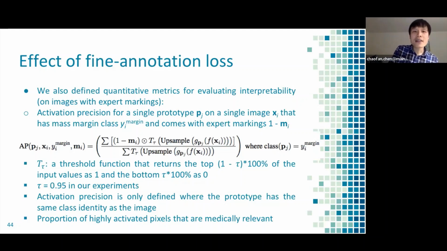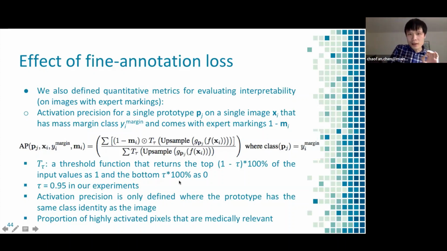If you look at this formula, I'll first introduce some notation. T_tau is a threshold function, where tau is the threshold. We set the threshold to be 0.95. T_tau is the function that returns the top 1 minus tau times 100% of the input values as 1, and the bottom tau times 100% as 0. So tau equal to 0.95 means that this threshold function marks the top 5% most highly activated pixels as 1, and all other pixels as 0.